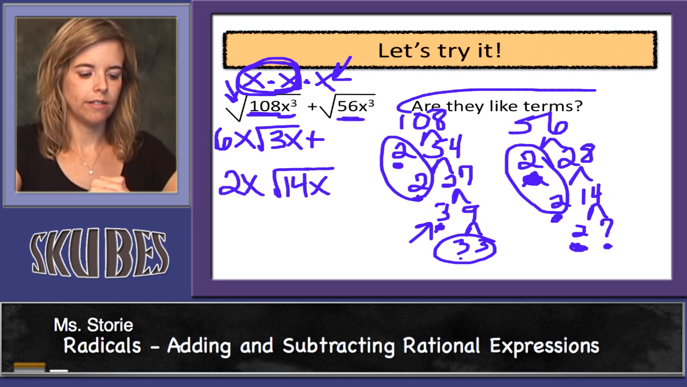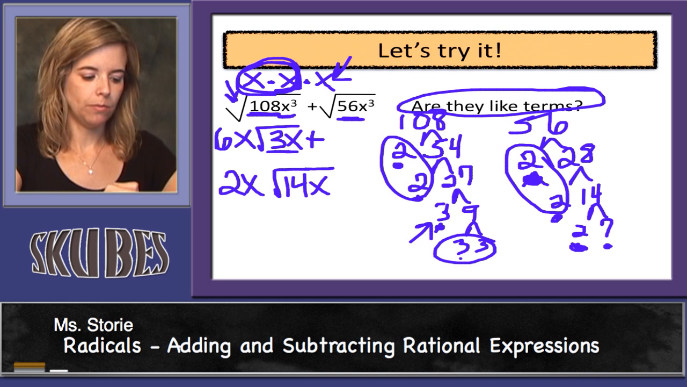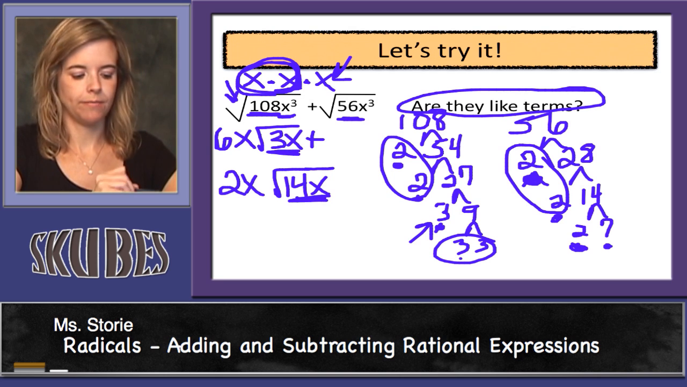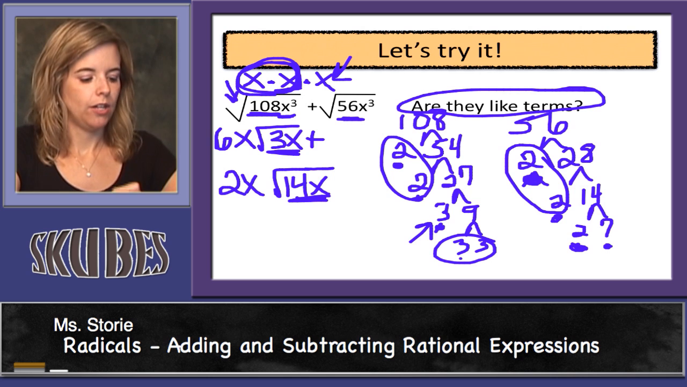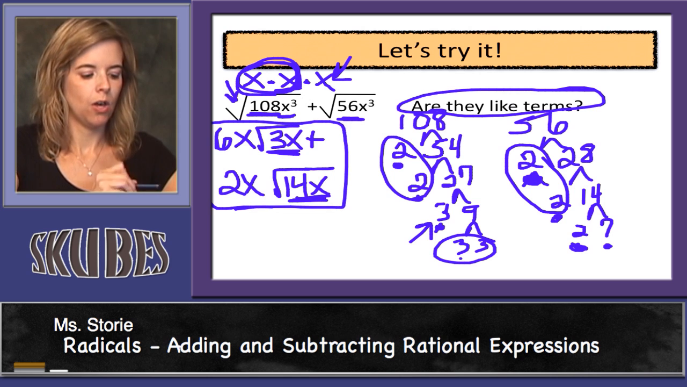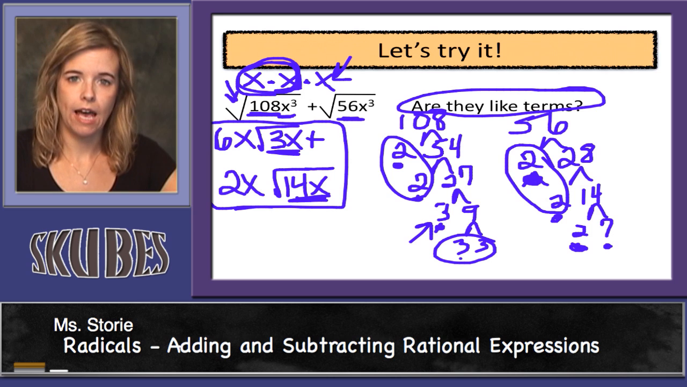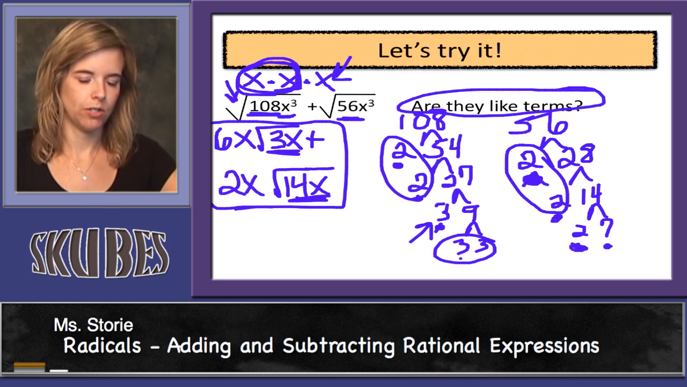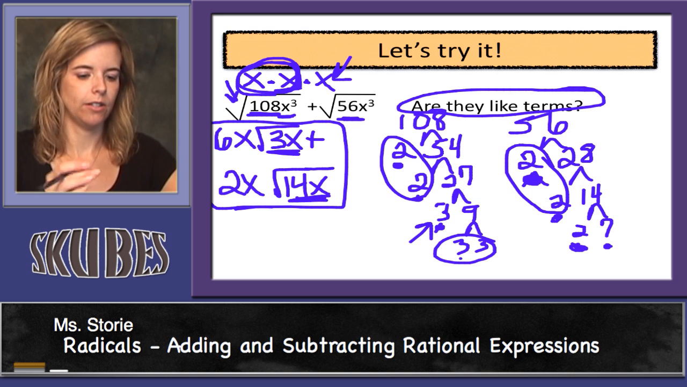The question is, are these like terms? It's all about what's going on underneath the radical sign. They're not like terms. You've got 3x and 14x. So it turns out that this would be your final answer because you can't add or subtract them because they're not like terms. But you can simplify them, which is what we did. Alright, let's take a look at the next one.